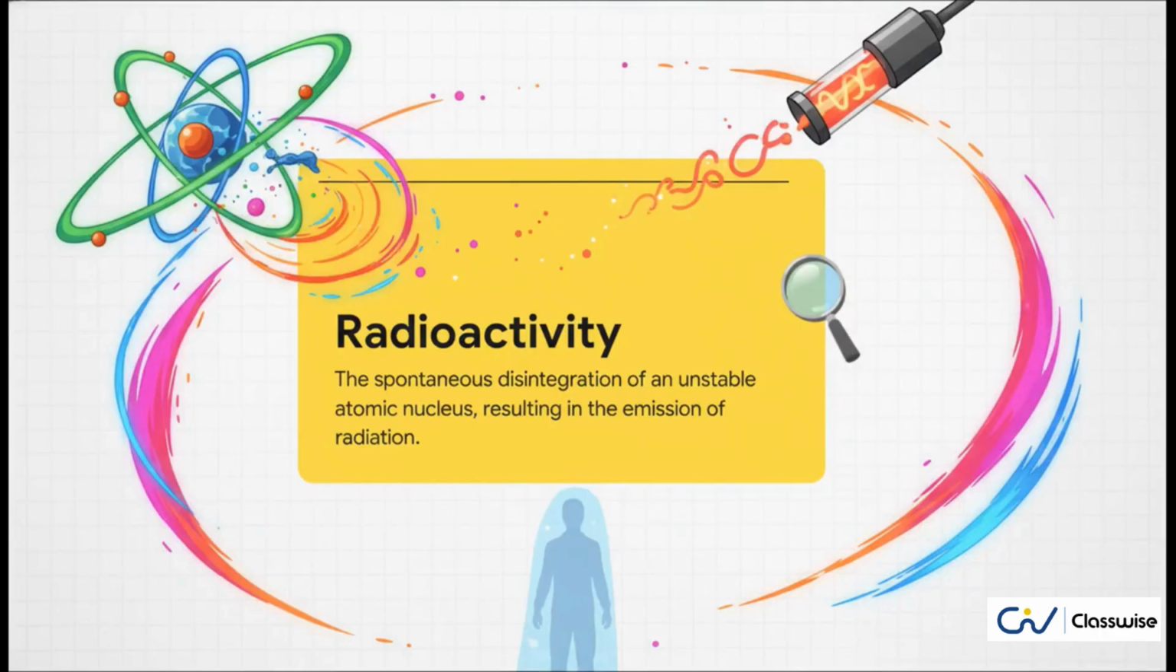And that instability? That's the whole point. Radioactivity is literally what happens when one of those unstable nuclei just decides, nope, I've had enough, and spontaneously disintegrates to find a more stable state. And when it does that, it shoots out energy and particles. And that stuff it shoots out, that's what we call radiation.